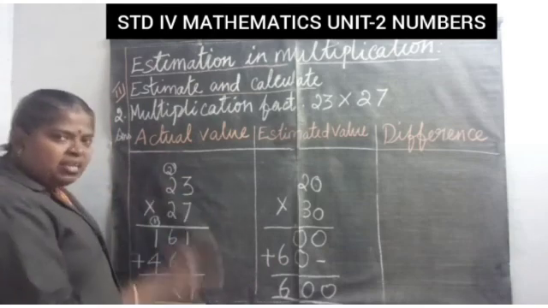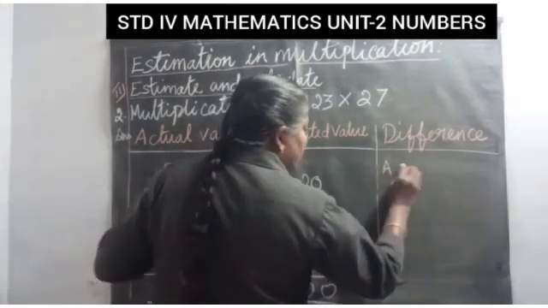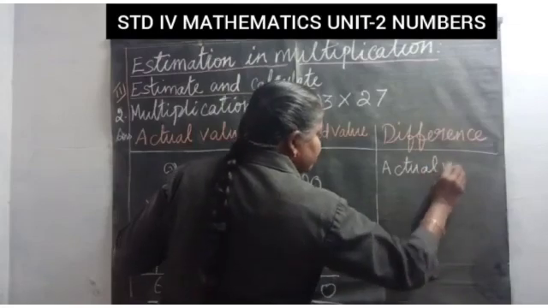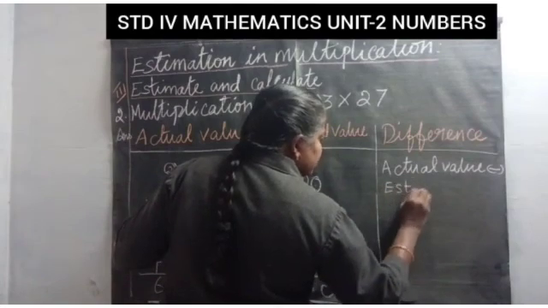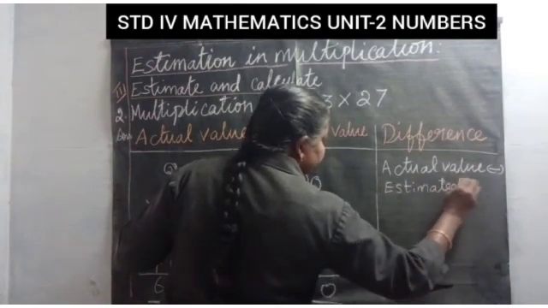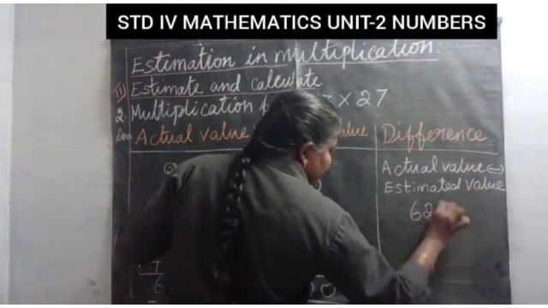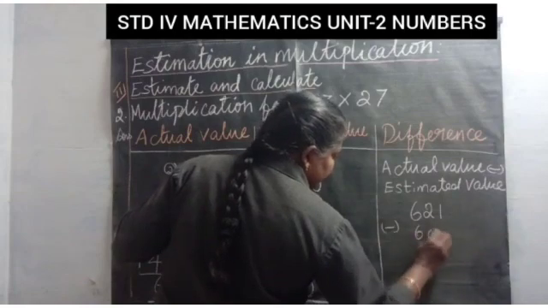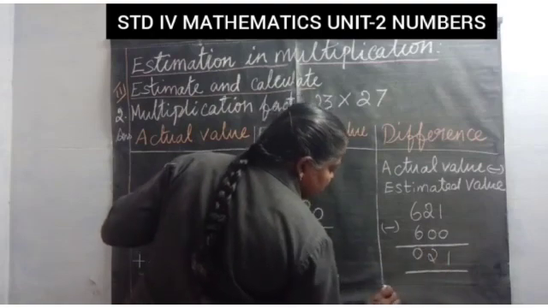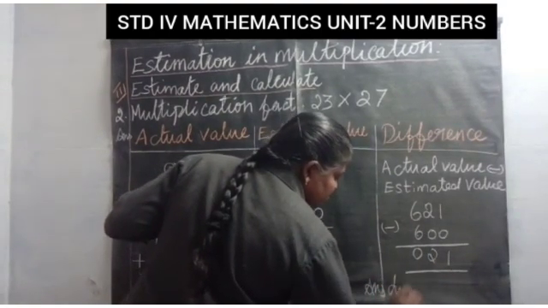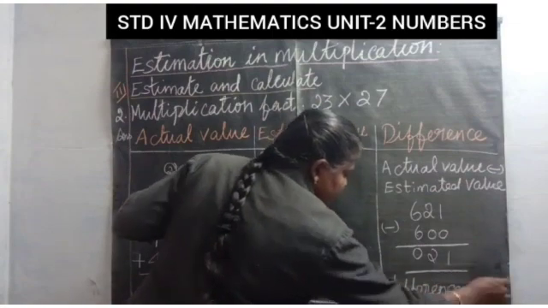Now we want to find the difference. Here the actual value is more. So first you write the actual value minus the estimated value. 621 minus 600 is 21. The difference is 21.